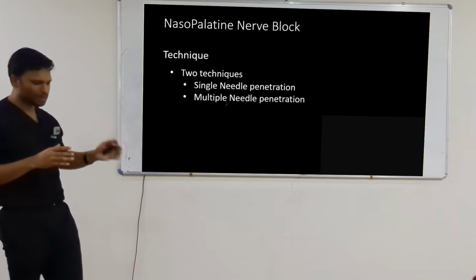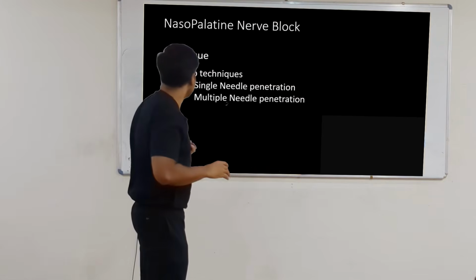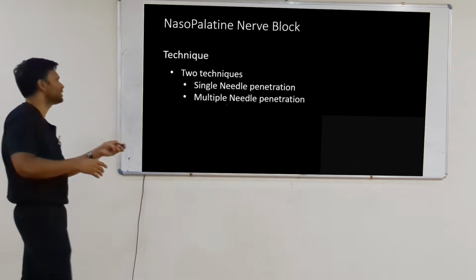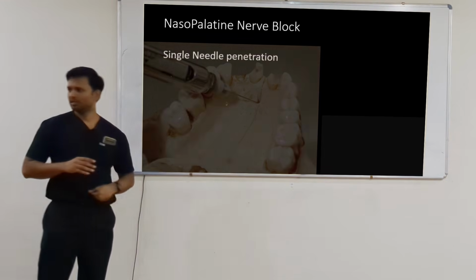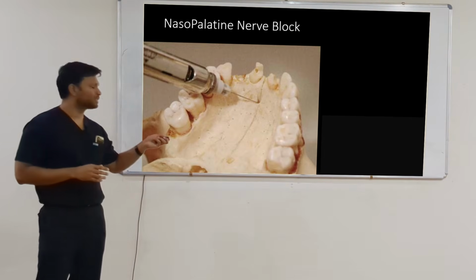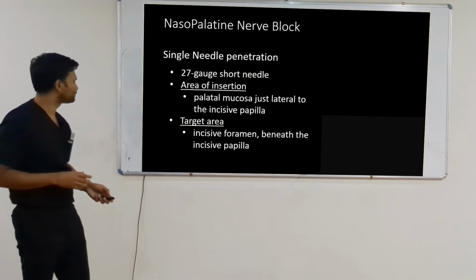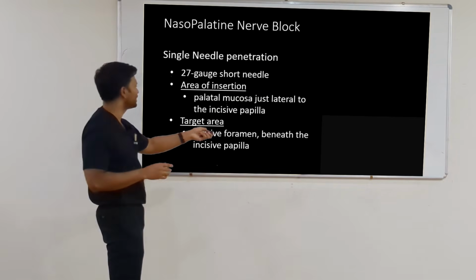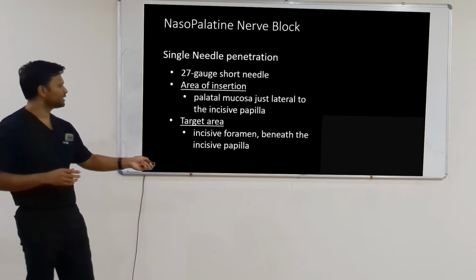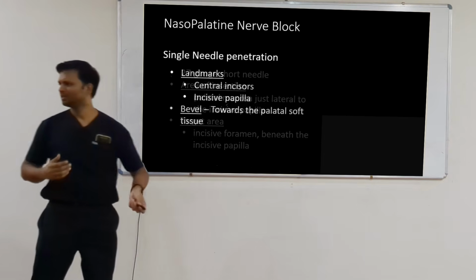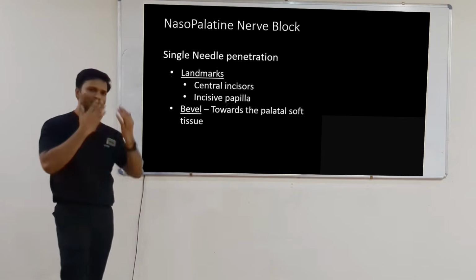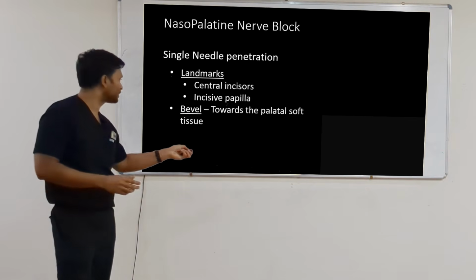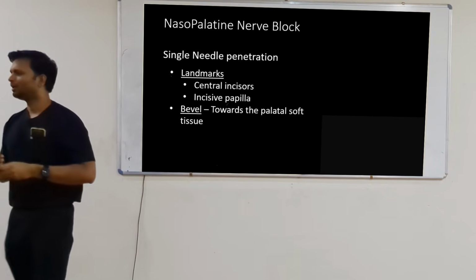So basically in nasopalatine nerve block, there are two approaches: single needle penetration and multiple needle penetration. In single needle penetration, we directly deposit the LA solution over the incisive foramen. Again, 27 gauge needle, palatal mucosa just lateral, as I told you, lateral to the incisive papilla. What is the target area? Incisive foramen beneath the incisive papilla. Landmark: central incisor, because we're going to deposit the LA in the incisive papilla, that is palatal to the central incisor.